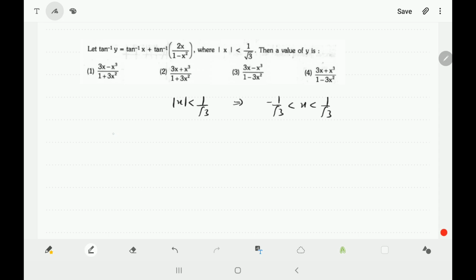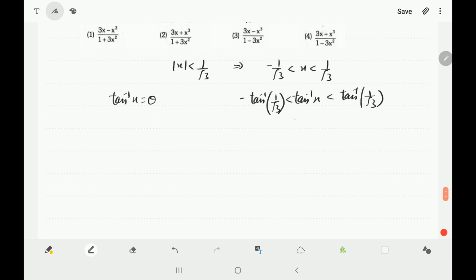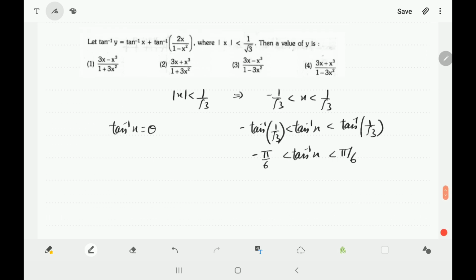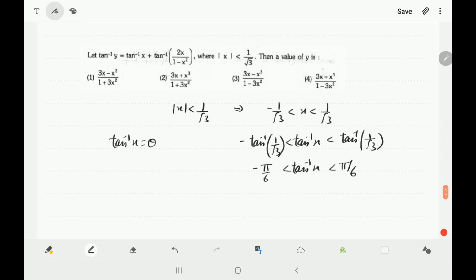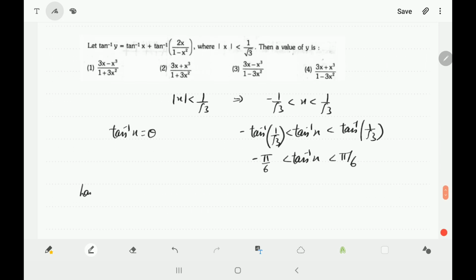So for that, let's consider tan inverse x as theta. If I take tan inverse on this inequality, tan inverse is an increasing function, so tan inverse of minus 1 by root 3 is minus tan inverse 1 by root 3, to tan inverse 1 by root 3. We use the property that tan inverse of minus x is minus tan inverse x. So we have now tan inverse x from minus pi by 6 to pi by 6. So now we are left with the term tan inverse y.